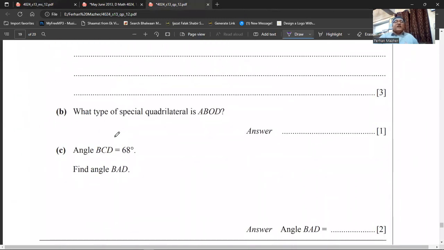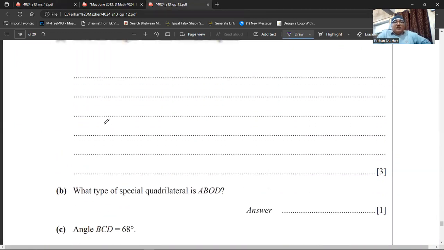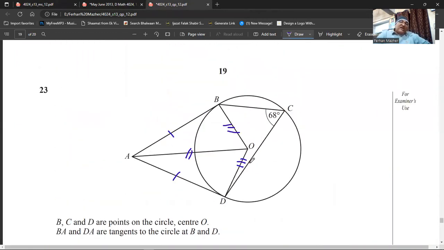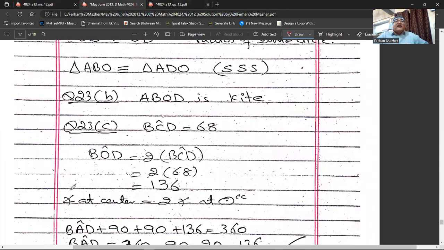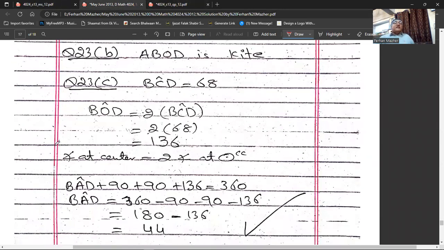Question number 23: what type of special quadrilateral is ABOD? You see, these two sides are equal to each other, and these two sides are equal to each other, and they are longer. This shape is called a kite. So question number 23, B part, ABOD is a kite.